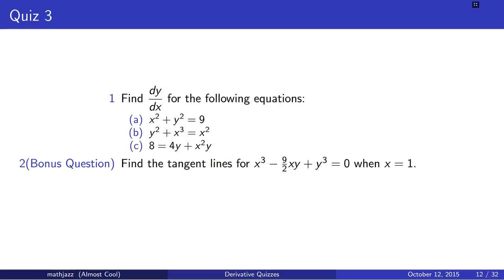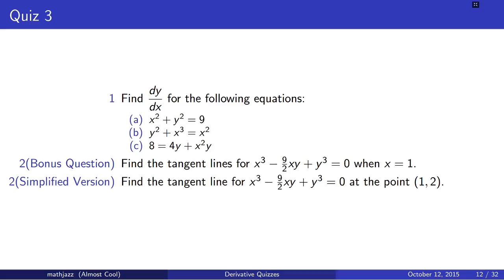And question 2. Find the tangent lines for the equation x cubed minus 9/2 xy plus y cubed equals 0 when x equals 1. I'm calling this a bonus question because it is more difficult than I intended when I wrote it down, when I was going through and solving it. But if this is hard, then I have a simplified version here.